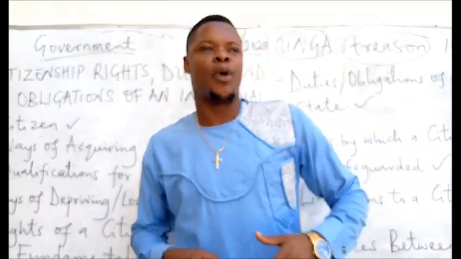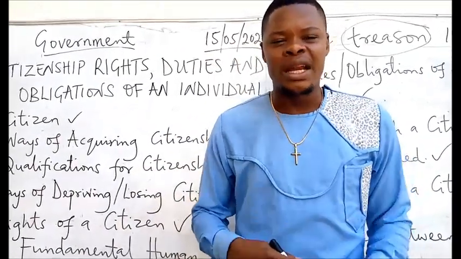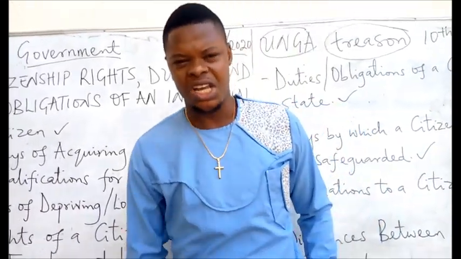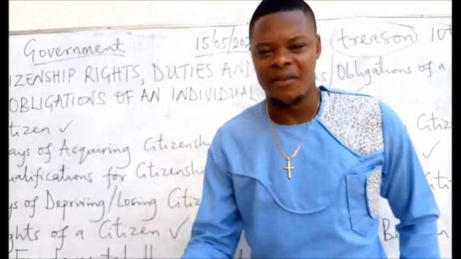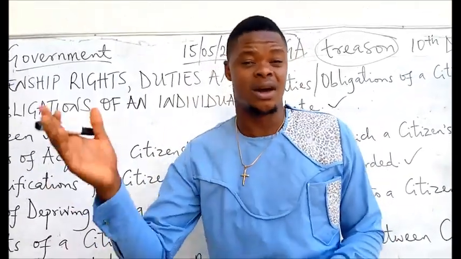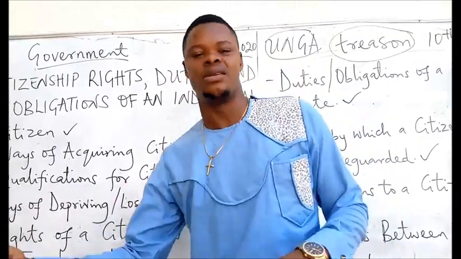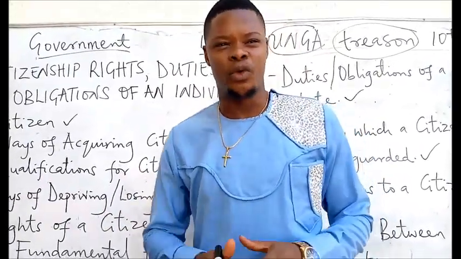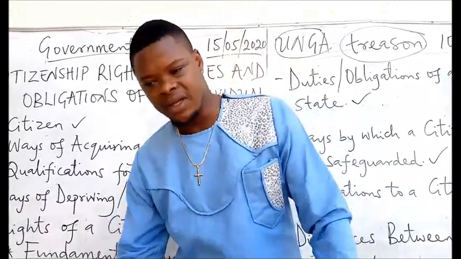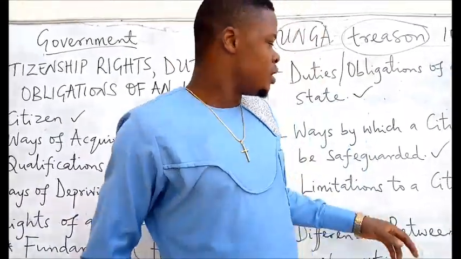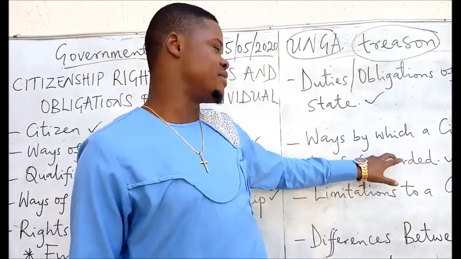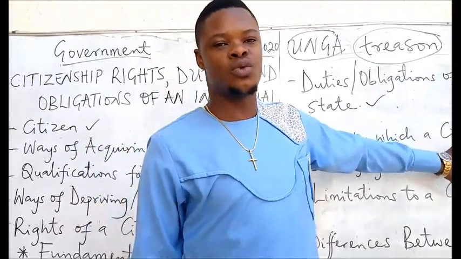The second point is independent judiciary. So the judges in the judiciary must be free and fair in their judgment. They must be free from influences from the executive especially. They must be able to take their decisions according to the dictates of the law. Then, the third way by which a citizen's right can be safeguarded is by adopting what?